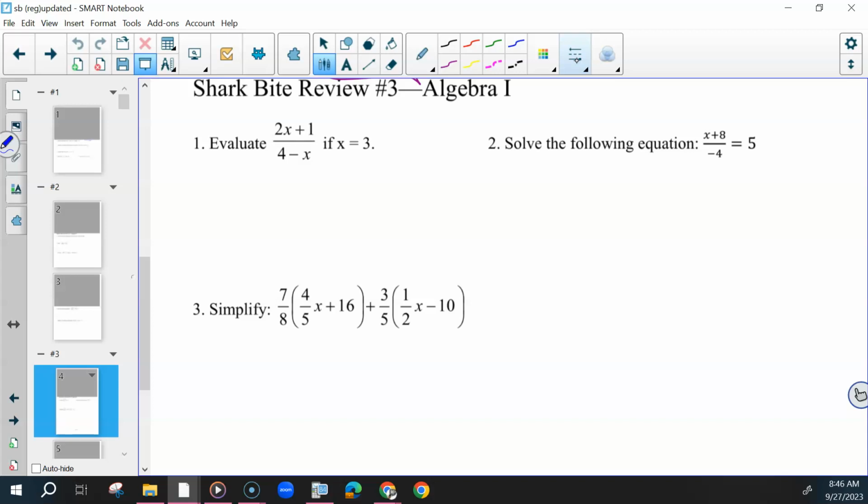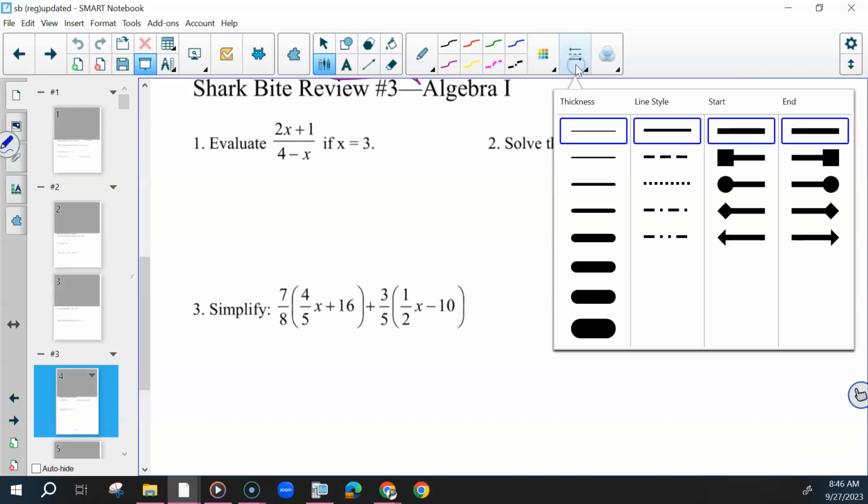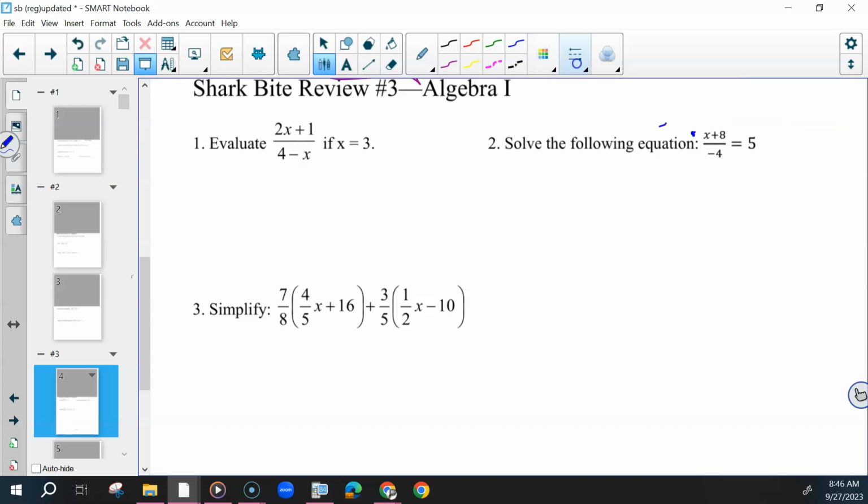So for number 2, we had to get x by itself, get rid of everything else. We cannot get rid of this 8 until we get rid of the negative 4, so we would have to multiply both sides by negative 4, because of our properties of equality. The negative 4s would cancel, leaving just x plus 8 equals negative 20, and then we could subtract it.